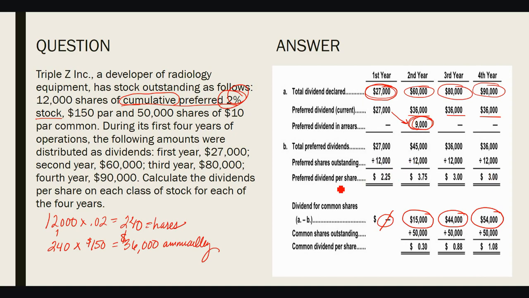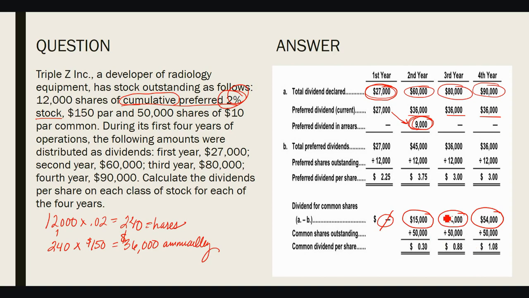So we see that per share, each shareholder received $2.25 in year 1, $3.75 in year 2, and $3 for years 3 and 4. For every share that you own, you should have gotten that same amount for each year. For the common stockholders, it's really, really low, which is typical of being a common stockholder. There are so many more shares of common stock, and so they get pennies on a dollar.